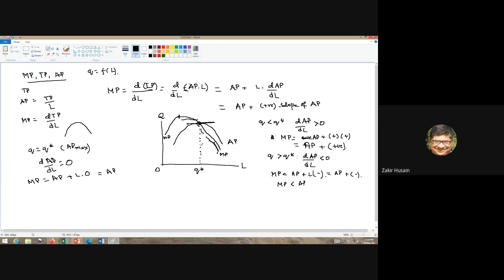So this is a very favorite trick question. We can ask you what is happening if AP is going up, MP is coming down, and what is the relation between AP and MP? Or we can simply ask that AP is greater than MP, what is the slope of the MP curve? Or what is the slope of the AP curve? So remember this derivation and the resultant diagram.